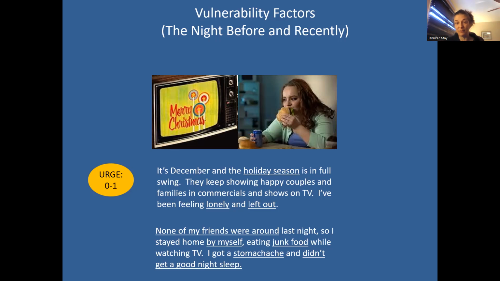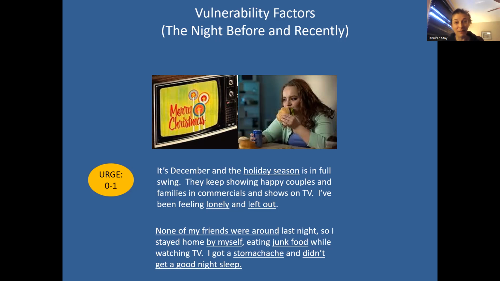So you can see there's a variety of vulnerability factors here. One is just the overall holiday season. Two is being single, when maybe you don't want to be single. Three is being alone, eating junk food, so you're not eating in a healthy way, and especially late at night. Also, now you're getting a stomach ache, which is putting you at a vulnerability, because when you have a stomach ache, you're not feeling at your best, and you're not feeling that strong. You're feeling maybe more vulnerable, worse.